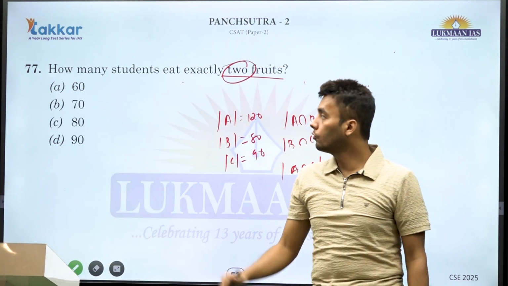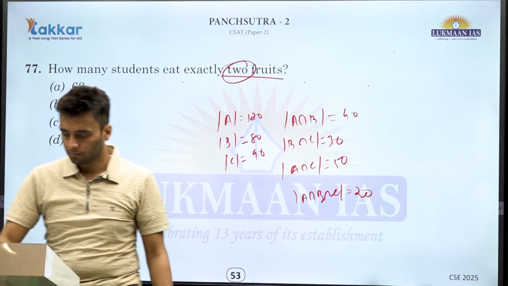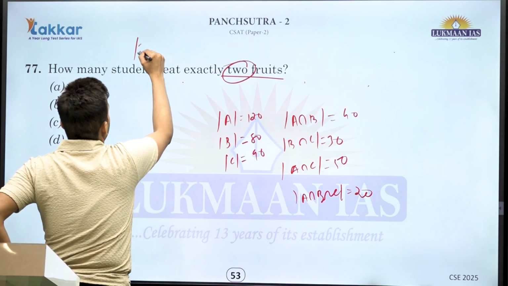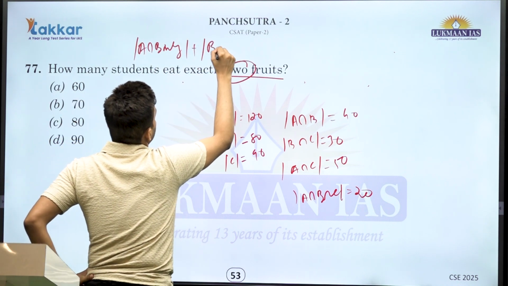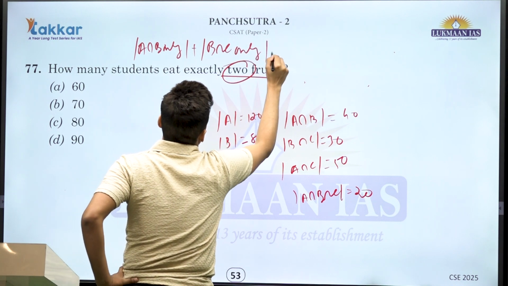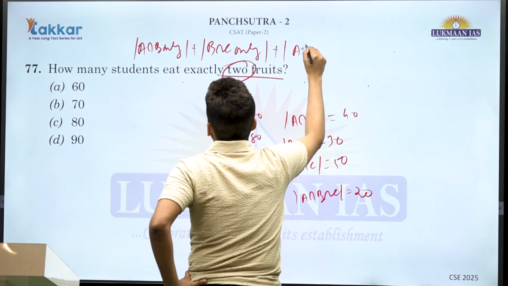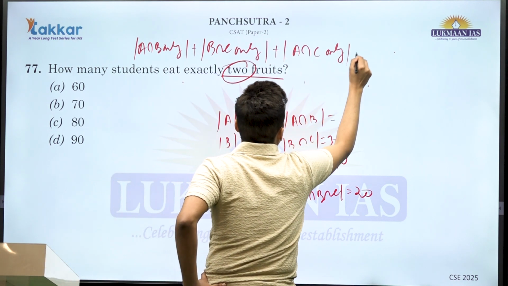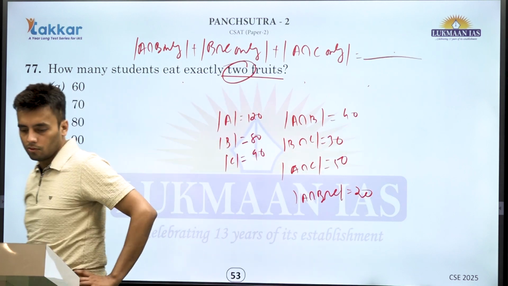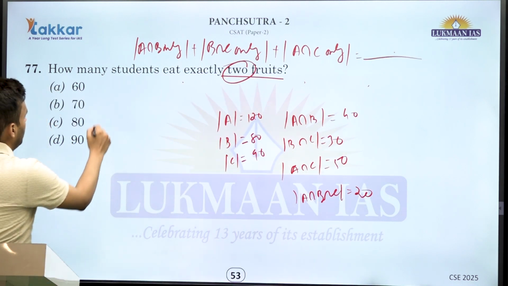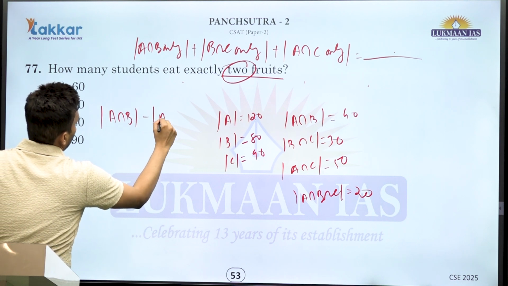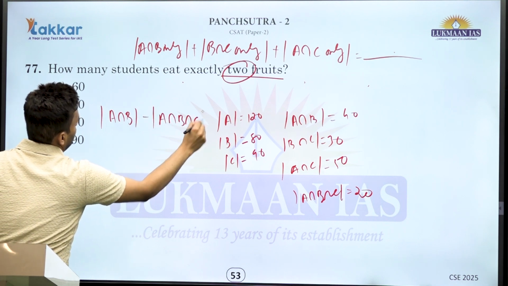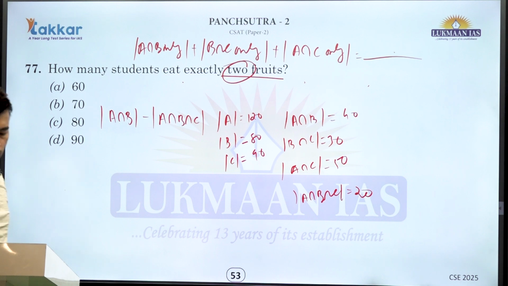Now we are asked for exactly 2 fruits, so we need to add A intersection B only, B intersection C only, and A intersection C only. Whatever the value is, that is the right answer. So what will we get? A intersection B minus A intersection B intersection C. Sorry, intersection C, not union.